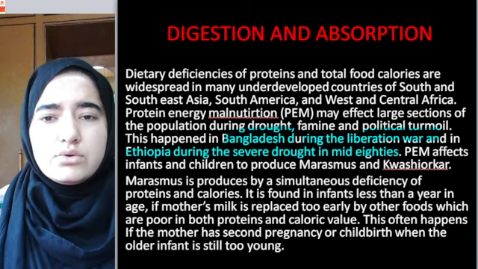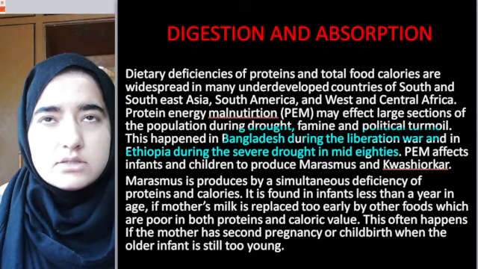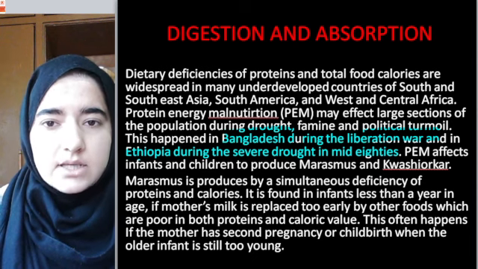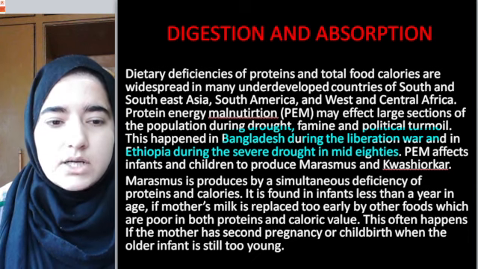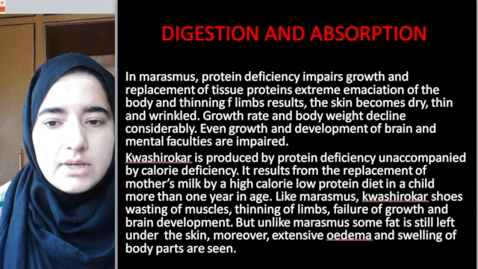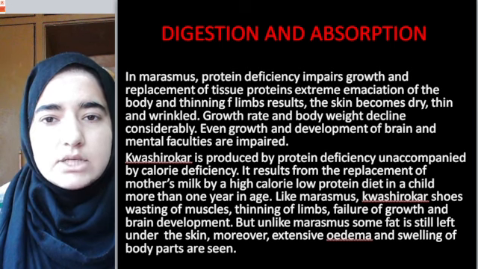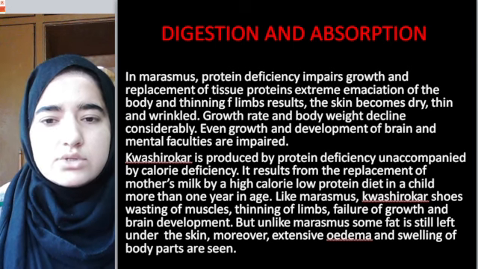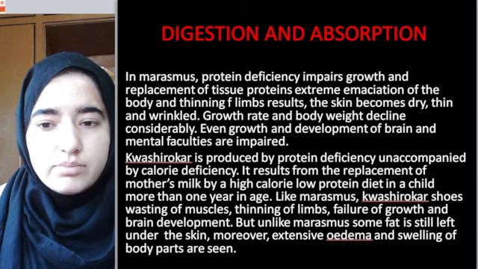Marasmus usually occurs in infants born after a second pregnancy that follows closely after the first childbirth. The first child is too young, and the second will undergo marasmus. In marasmus there is no proper tissue development, because protein is the ultimate source of all our tissue growth and cell growth.